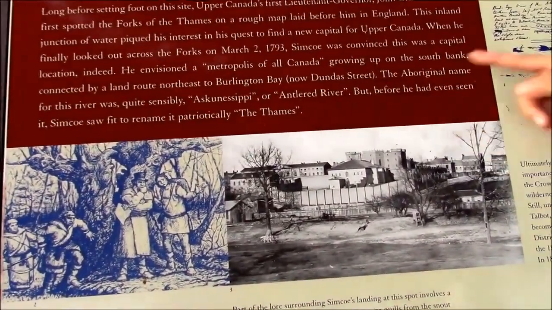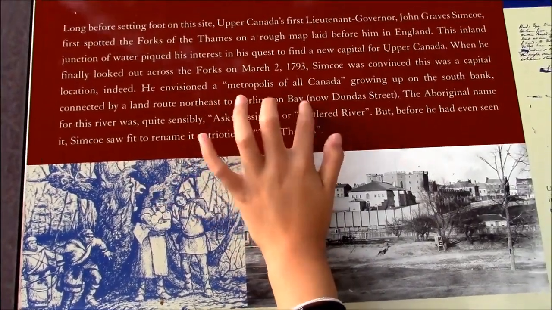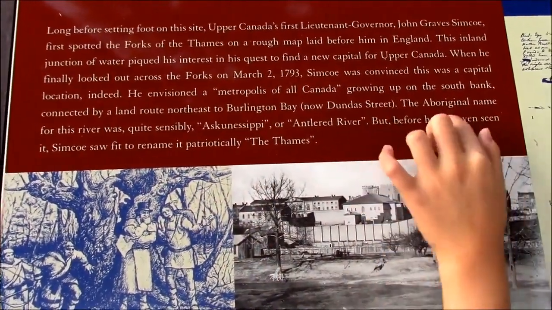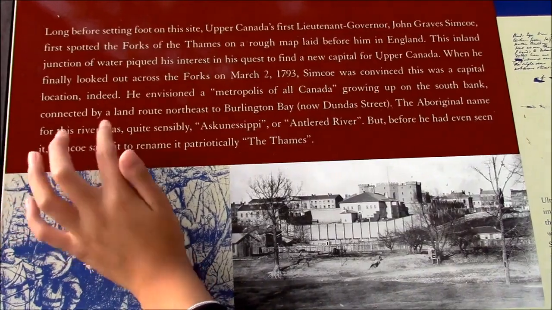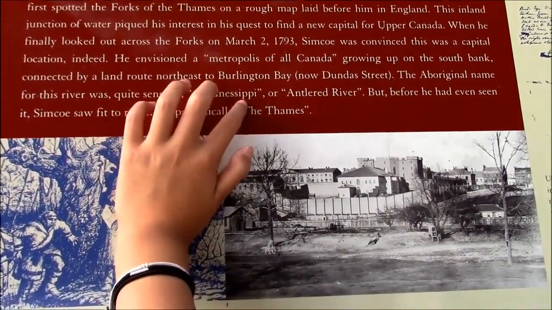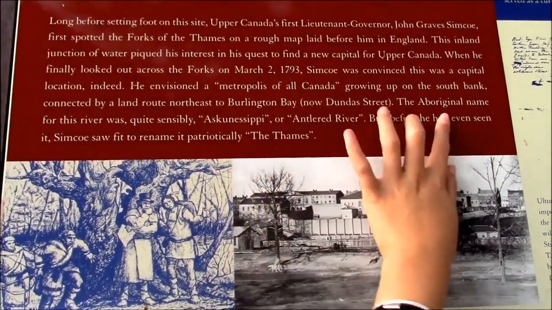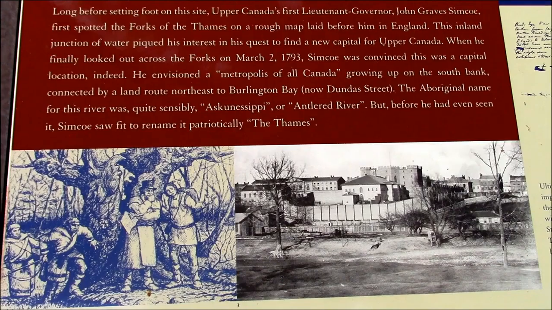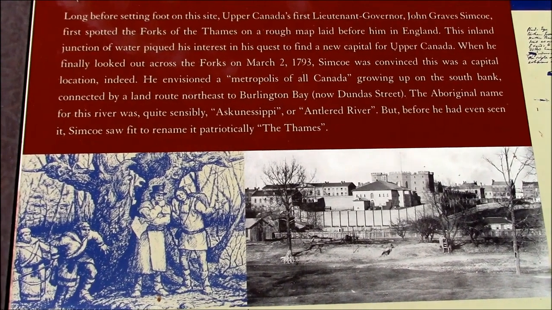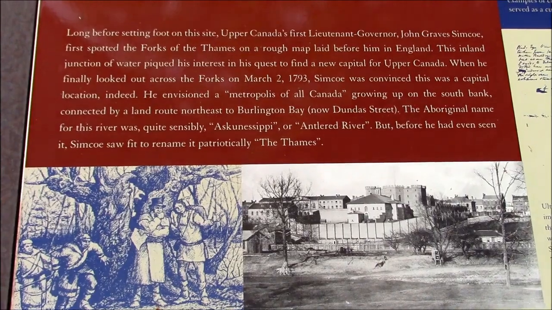Indeed, he envisioned a metropolis on the Thames growing up on the south bank, connected by a land route northeast to Burlington Bay, now Dundas Street. The Aboriginal name for this river was quite sensibly Askunessippi, or Antler River. But before he had even seen it, Simcoe saw fit to rename it patriotically, the Thames.